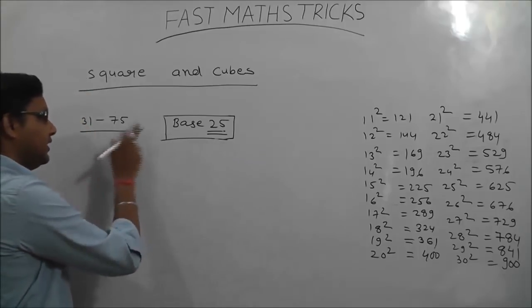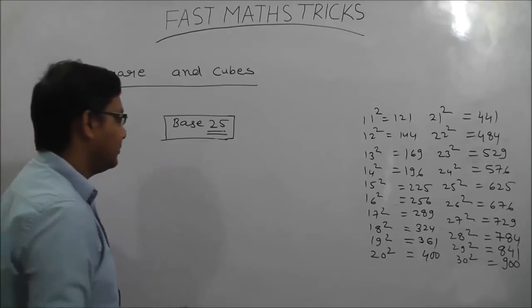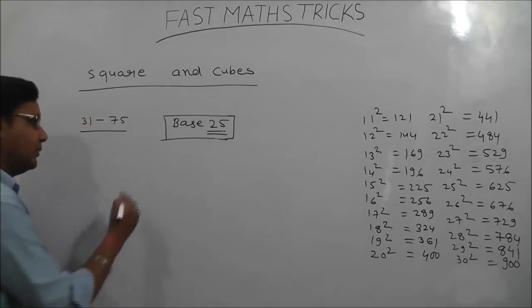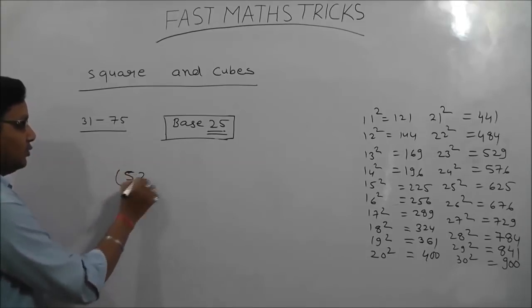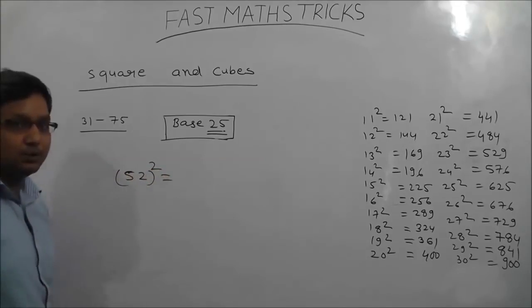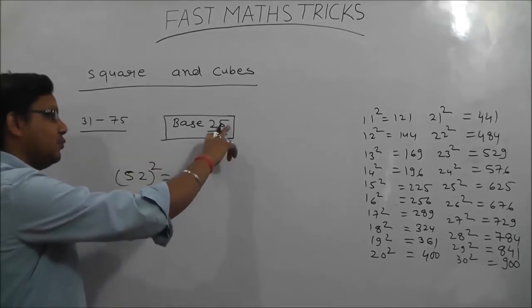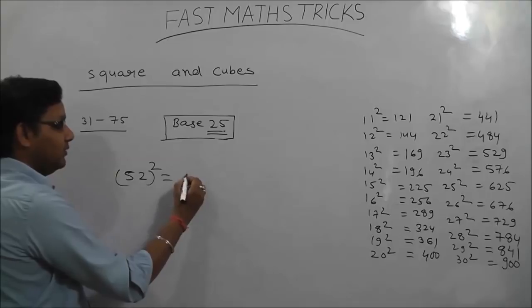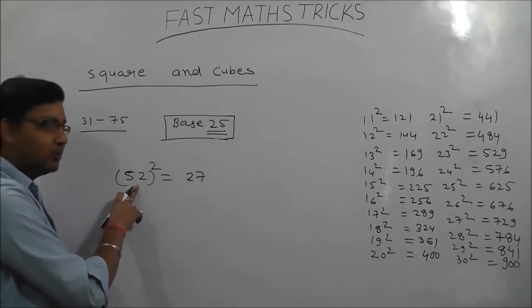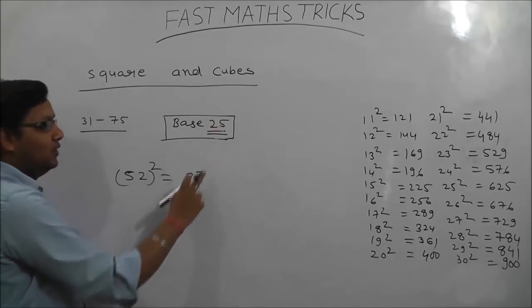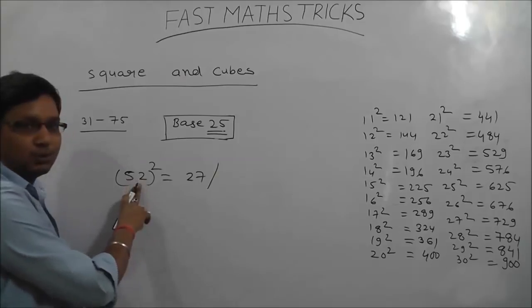Suppose in this range, we take the base value as 25. So suppose the number is 52. We have to find the square of 52. How much more than 50 is it? It is 2 more than 50. So we have to add 2 to 25, and it will become 27. 25 plus 2. It is 2 more than 50, so add 2 to the base value. That is 27. So 27 is the first part.